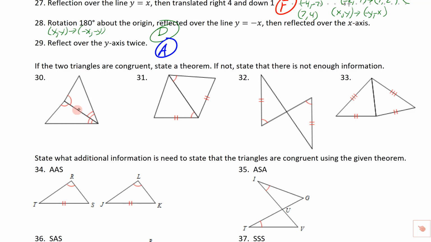Remember, there is some additional information right here: that side is congruent to itself. So we have angle, side, angle, and going here we have angle, side, angle. So yes, those would be congruent, and we can use the angle, side, angle congruence theorem to state that. So we're in good shape there. Let's take a look at this next one.